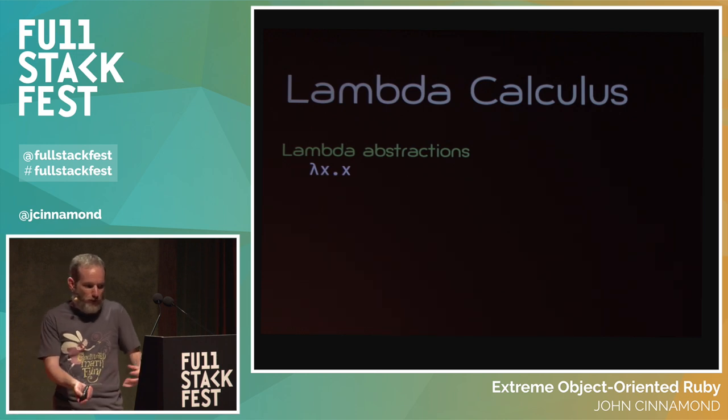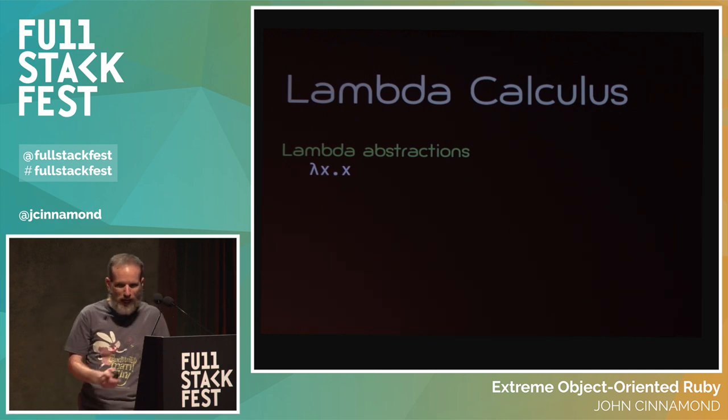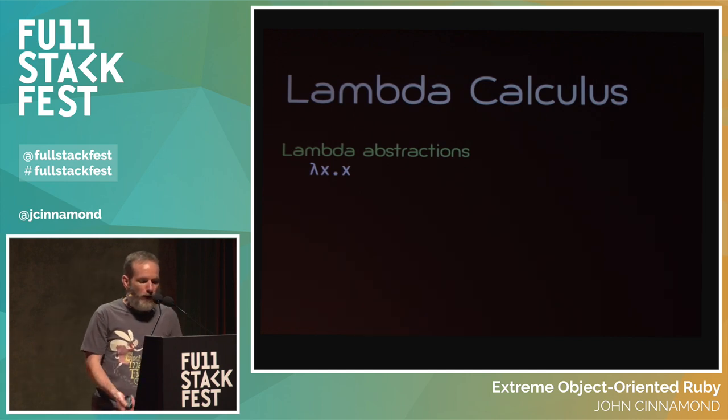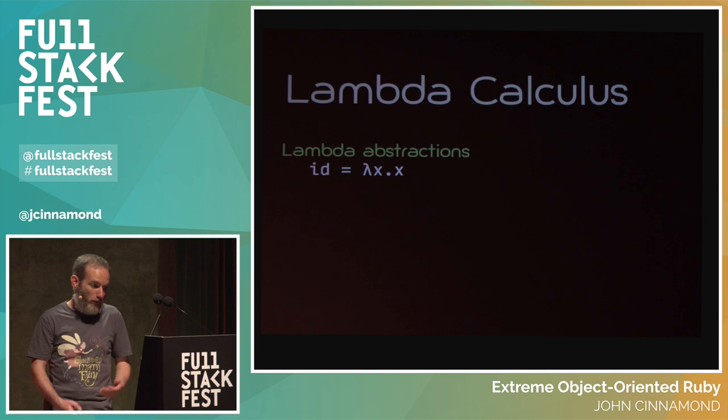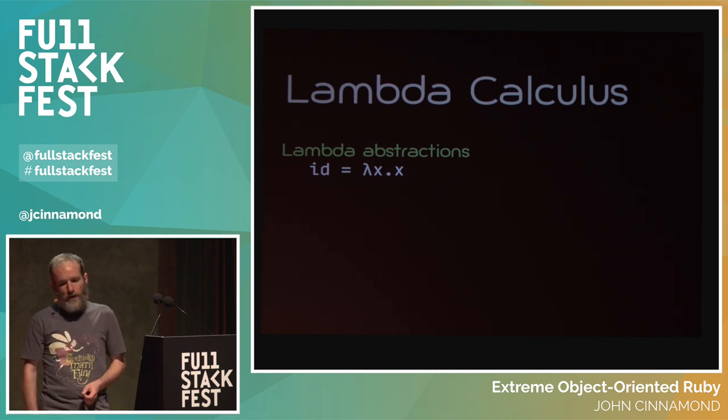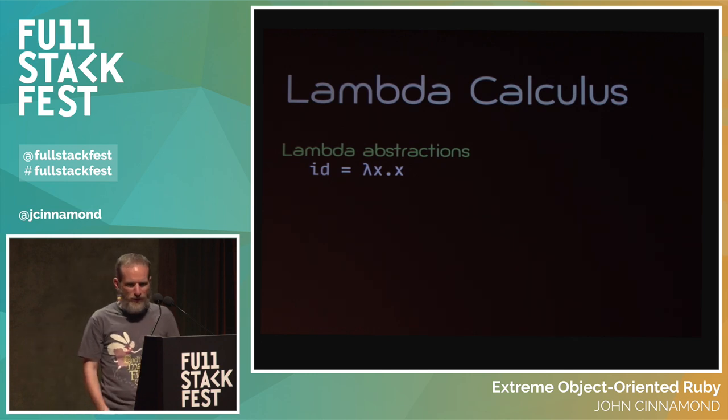Now, in this case, the body is just the same as the thing that comes before the dot. That doesn't have to be the case. It can be any other valid lambda expression in there. Now, lambda abstractions we typically take and assign to variables. So here we could say id is equal to lambda x dot x. OK, now, lambda abstractions actually are just functions.